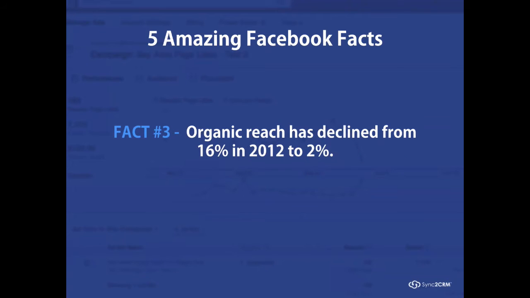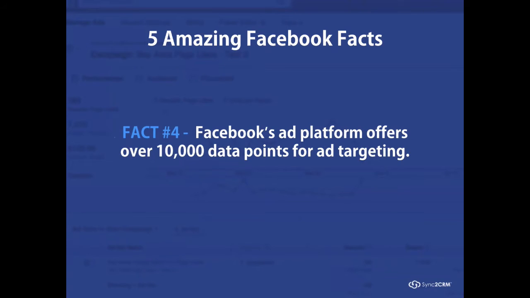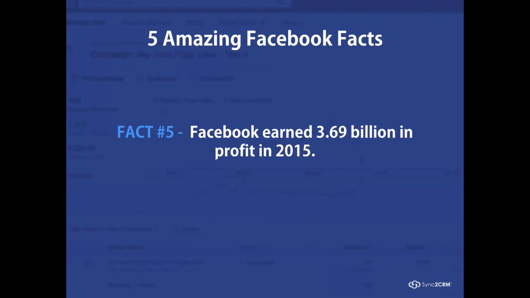Fact number 3, organic reach has declined from 16% in 2012 to currently 2%. And if you don't understand what I mean when I say organic reach, it's a measure of the number of people who will see your post in their news feed without any paid placement. Fact number 4, Facebook's ad platform offers over 10,000 data points for ad targeting. And fact number 5, Facebook earned $3.69 billion in profit in 2015.